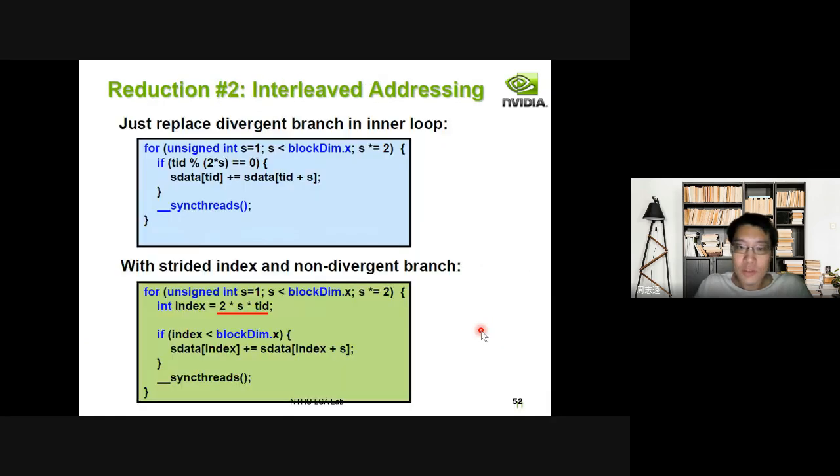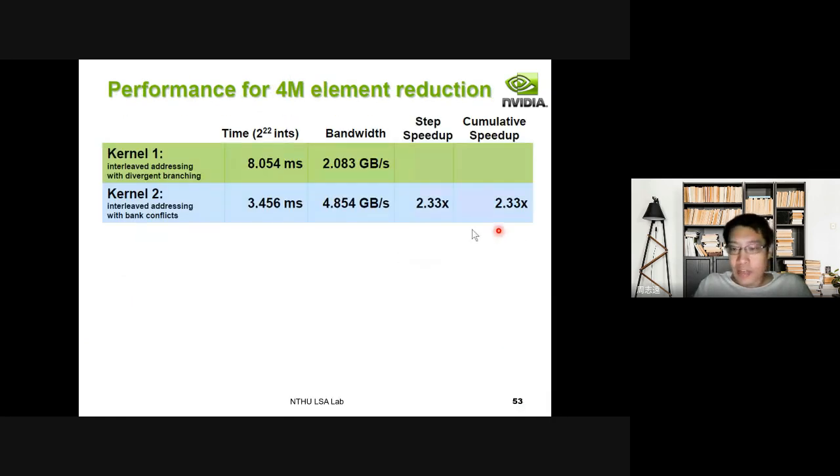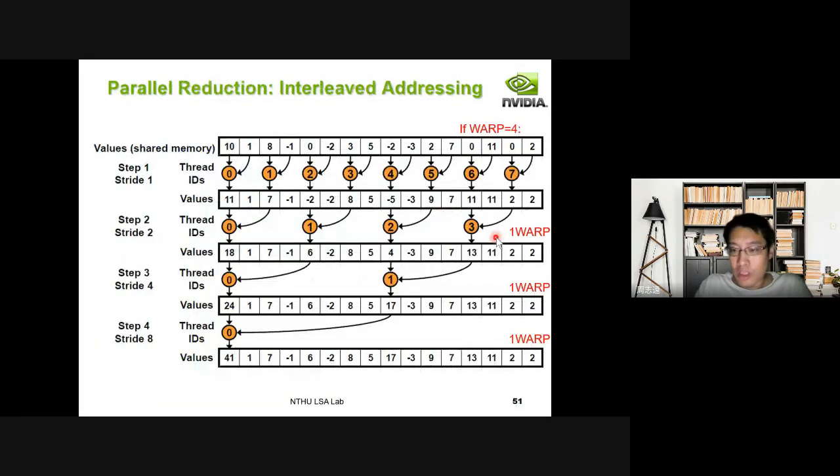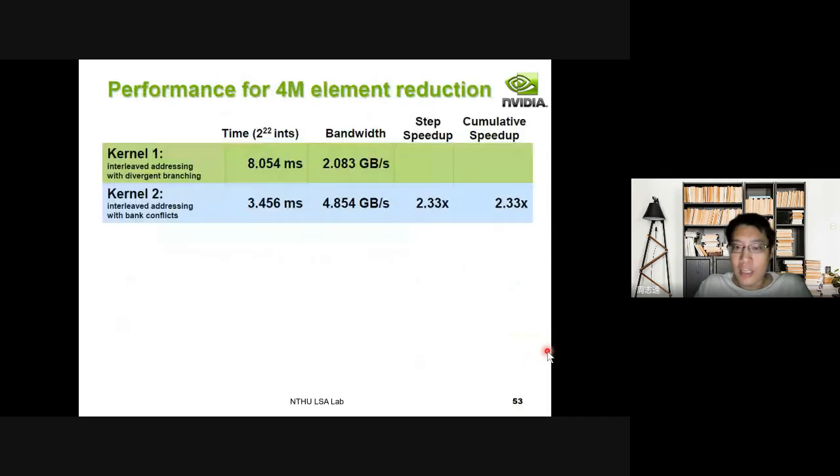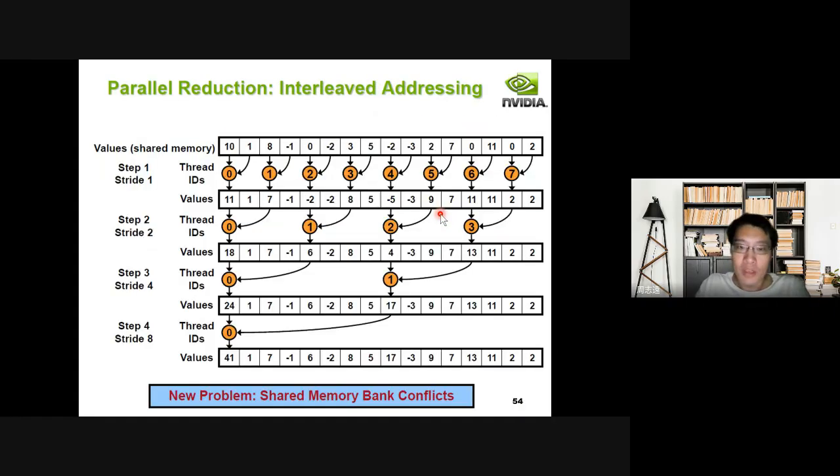Okay. So after that, you can see the speed up is twice. Ideally it's 4, but you can see that we didn't fully utilize every warp in every layer. So at the end, it's about 2.3 times faster. Still quite an improvement, right?